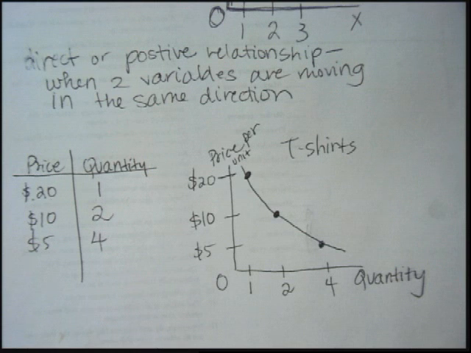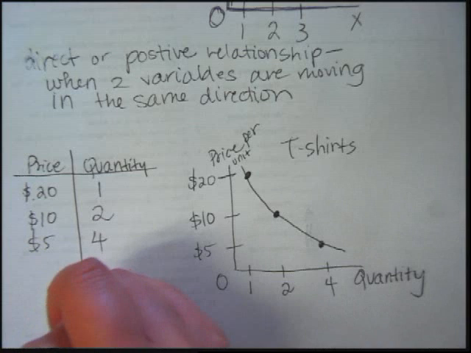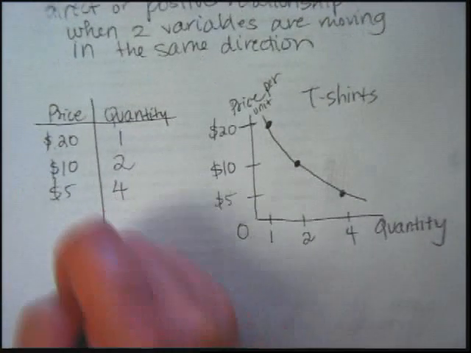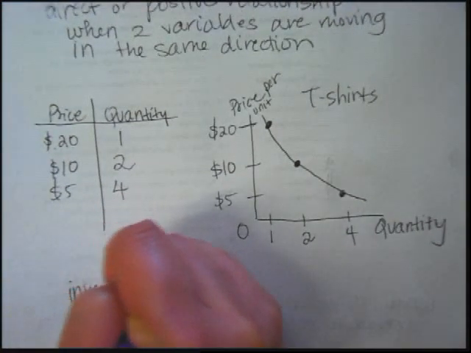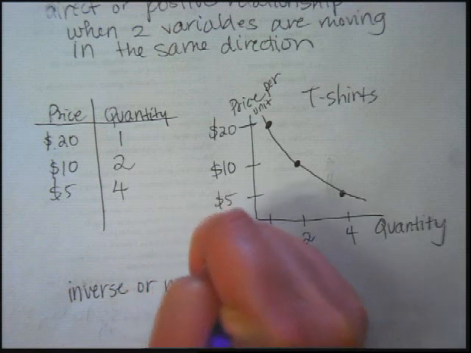Remember when we had a positive relationship, the line went that way, right? Now when it goes this way, what kind of relationship do we have now? A negative relationship, or you can call it an inverse relationship. We have an inverse or negative relationship.